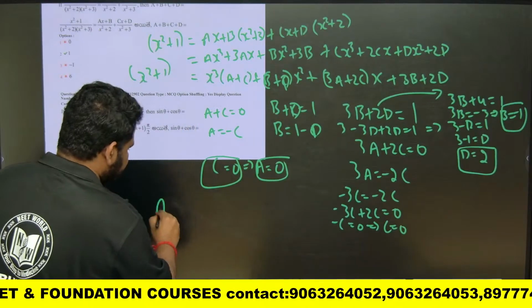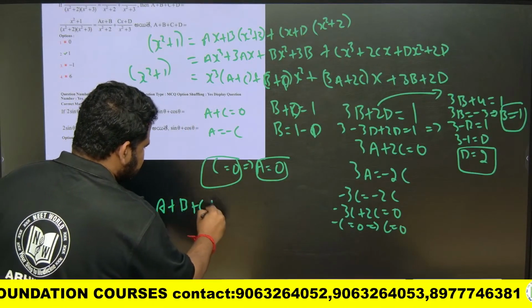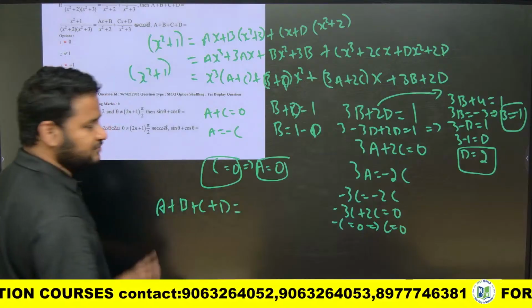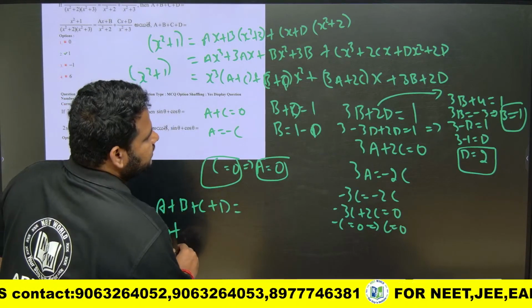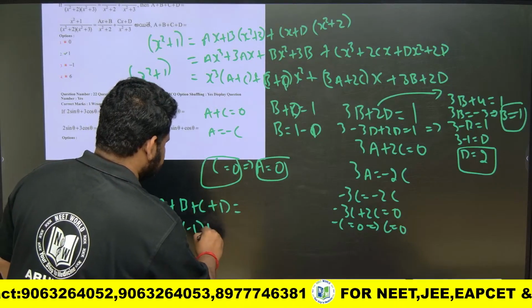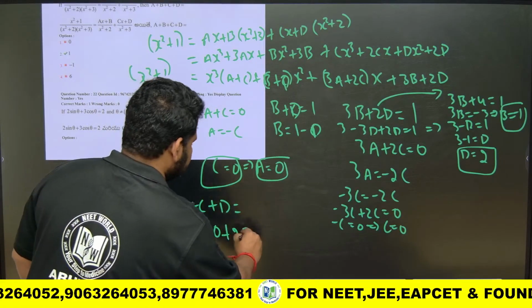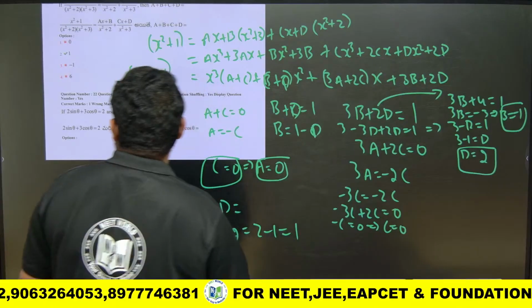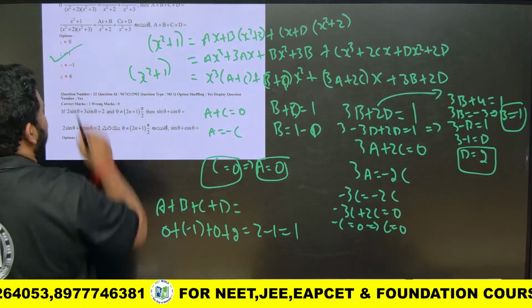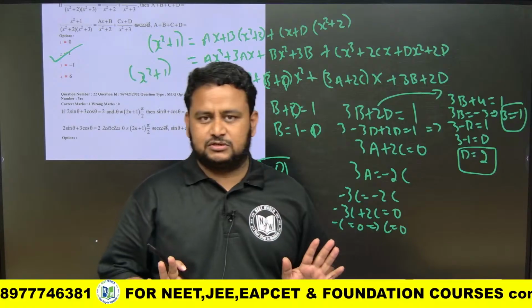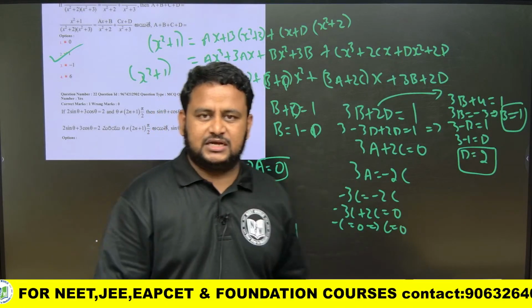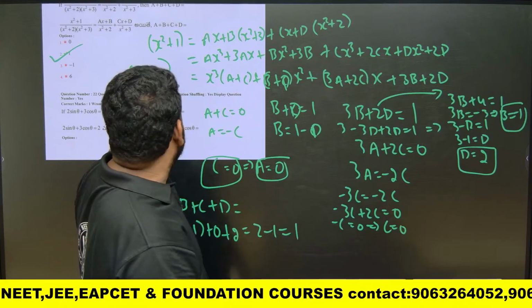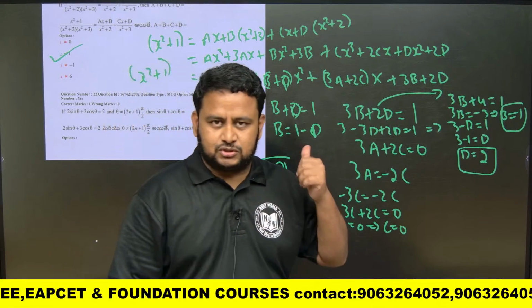We have to find what? a plus b plus c plus d. So if I put the values, a is 0, b is minus 1, c is 0, d is 2. So I will get 2 minus 1. The answer is 1, which is option B. Okay, this is how you can solve this question. It may appear lengthy; I have written it so that you understand each and every step. Actually, it can be solved very quickly. Got it? The answer is option B, that is option 2, that is 1.